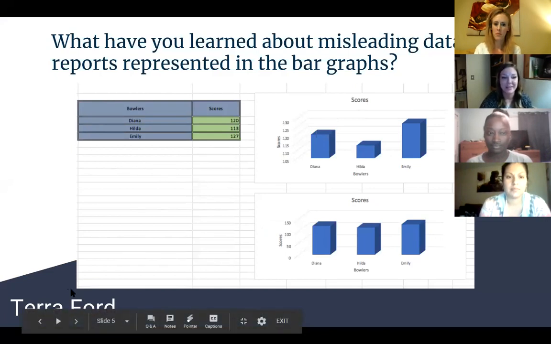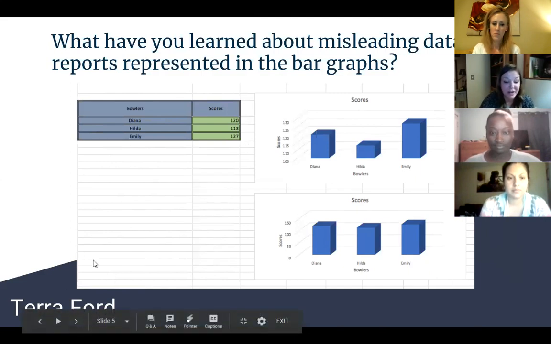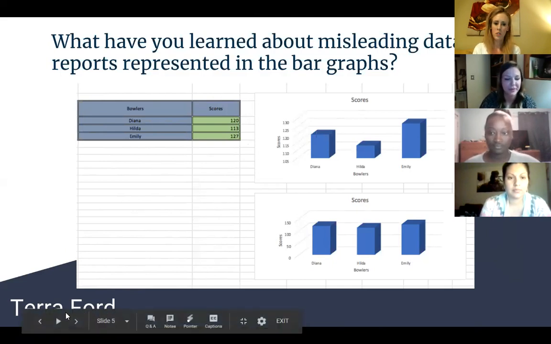Here we have a list of bowlers and their scores on this table. On this chart shown, the bowlers' scores do seem to have a big difference, but when actually charted with the set point of 0, the information relative to the table is not misleading, and you can see the scores are closer to each other than previously thought. When you see a graph or chart, you cannot take it at face value until you actually chart the information for yourself. Awesome.